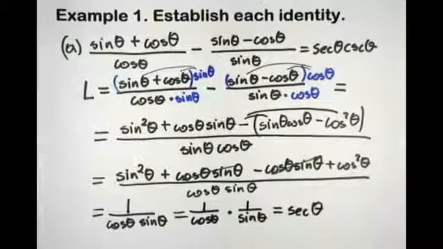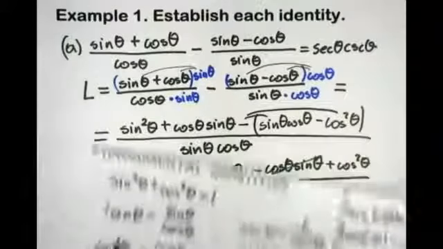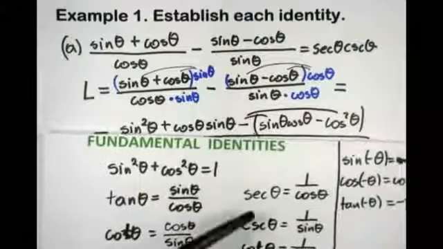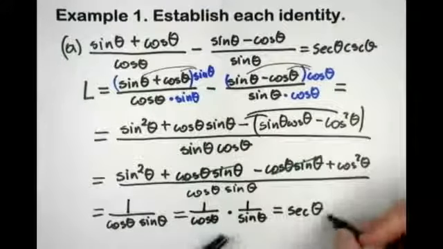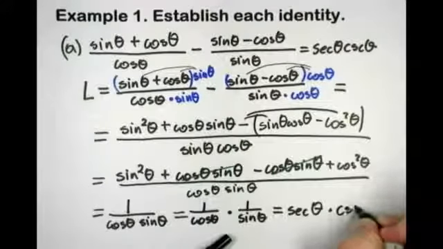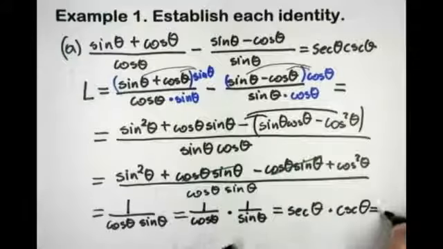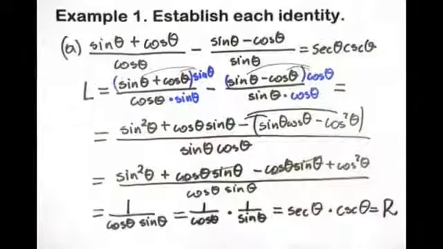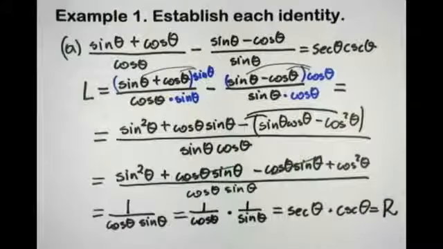Using the trigonometric identities again, secant is 1 over cos, and cosecant is 1 over sine. So times cosecant theta, and this is my right side. So we establish the identity, we prove it, that left side is equal to the right side, and that's it.